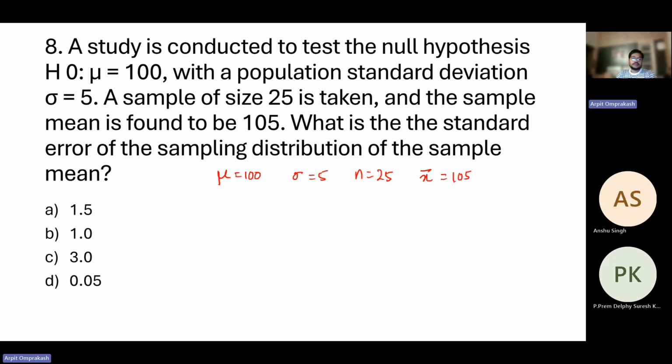What is the standard error of the sampling distribution of the sample mean? Again, we are asked the standard error, and the standard error is sigma by root n, which is equal to 5 divided by root of 25, which is 5 divided by 5, which is equal to 1. The answer here will be option B, 1.0.